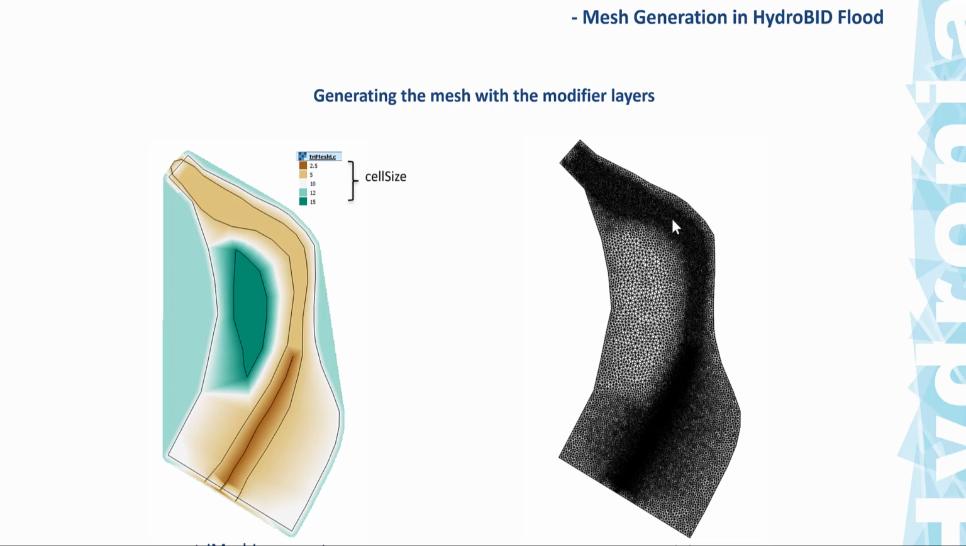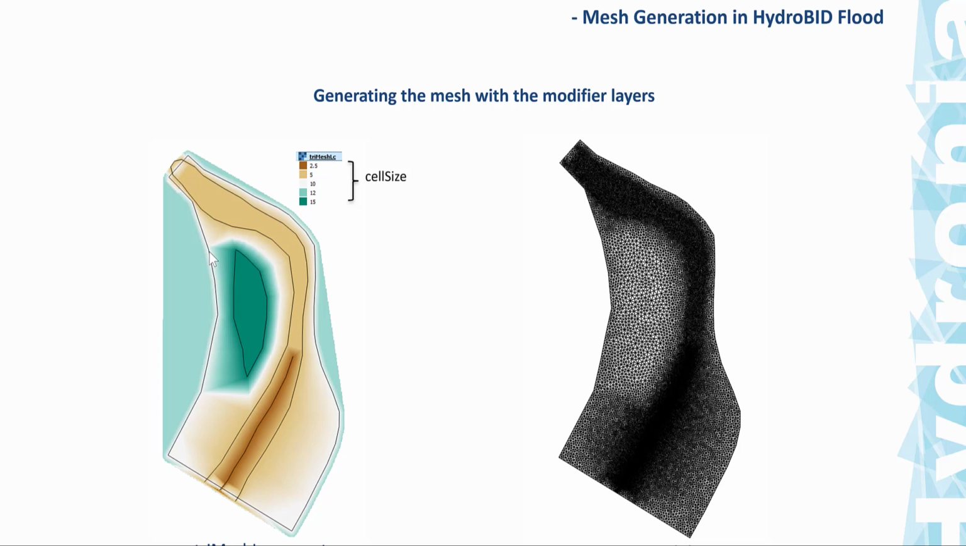When you see the final mesh, you see something like this. So you see a lot of cells along these lines or in the main channel. As you can see here in the brown, these are cells that are on average between 2.5 and 5 meters along these lines, these areas. And then in this area here, you see much larger cells that are in the order of 12 to 15 meters.